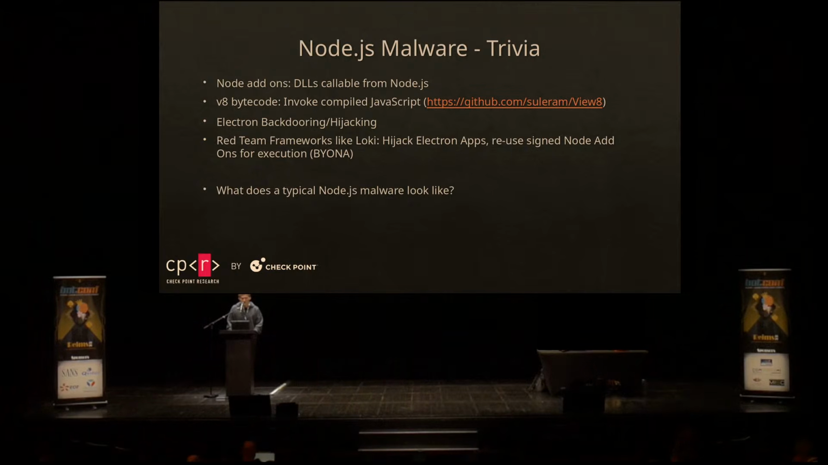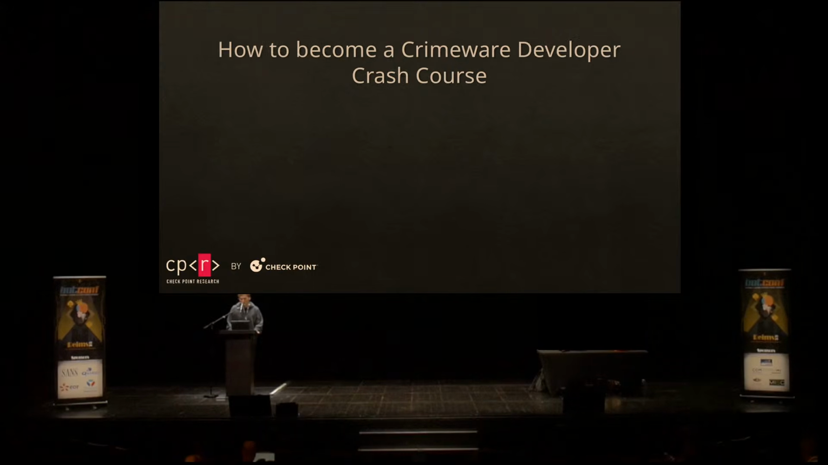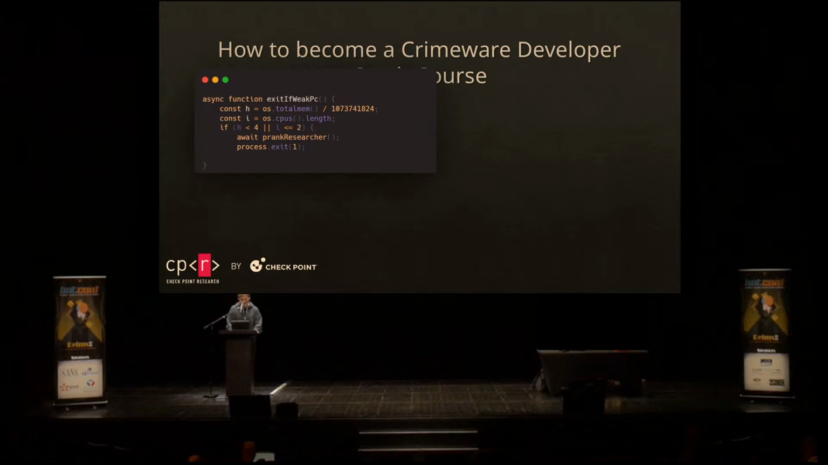So what does a typical Node.js malware that you will encounter in the wild look like? With that, I welcome you to my How to Become a Crimeware Developer crash course. It's very easy. You start with some anti-analysis checks, right? You don't want to run in a sandbox; your binary doesn't want to run if it's being analyzed. So you check things like the total memory, the RAM, and the number of CPUs. If it looks like some sort of VM, then you prank the researcher by doing something benign and exit the process.